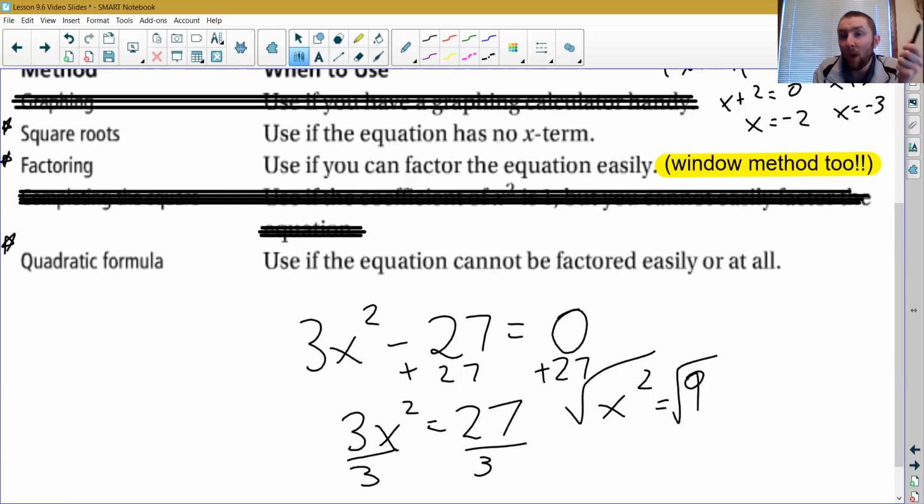If you have any questions about solving quadratic equations using any of these methods, square roots, factoring the equation, quadratic formula, do please reach out to me. Let me help you. Let me explain before we have to sort of show what we know about this on a quiz. If you don't have any questions, that's great, and we'll talk to you soon.